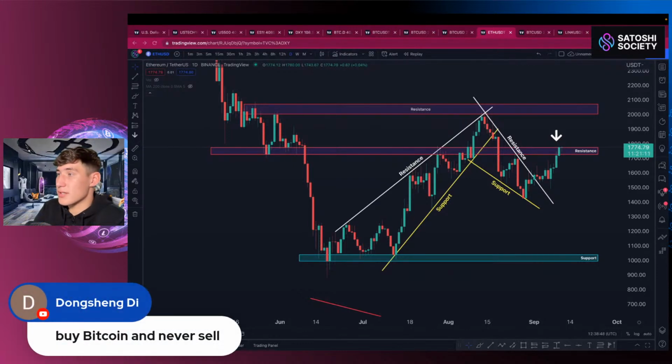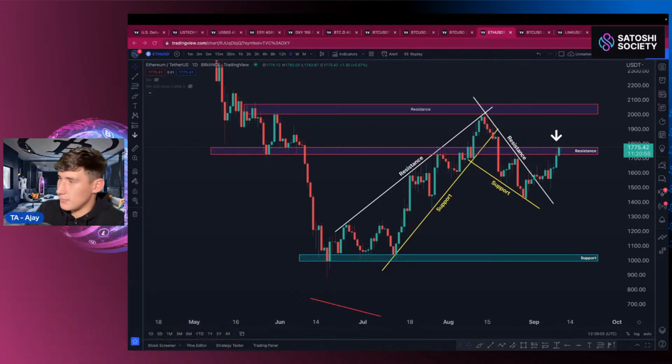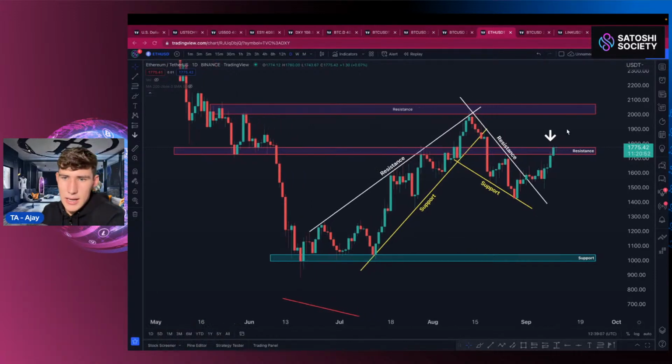And I'm going to continue to dollar cost average into Bitcoin if the price does continue to go down. But yeah, if we are going to go up as well, I'm going to dollar cost average my portfolio up as well. I'm always going to be buying Bitcoin and never selling it. So yeah, let's take a look at Ethereum as well.